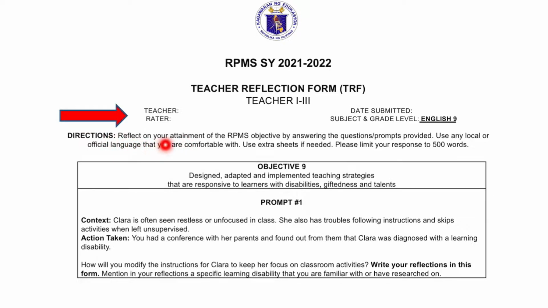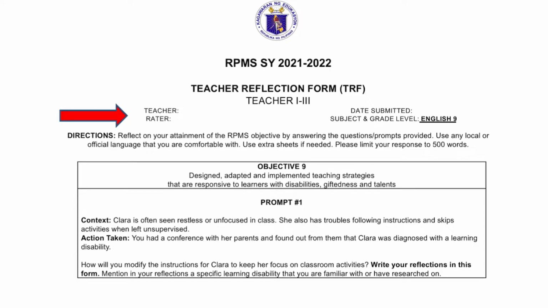Una, reflect on your attainment of the RPMS objective by answering the question prompts provided. Use any local or official language that you are comfortable with. Use extra sheets if needed. And please, limit your response to 500 words. So, it is very much important na yung objective kanina is na-discuss natin yung guidelines para alam natin kung paano tayo gagawa ng TRF na sumusunod tayo sa guidelines para makakuha ng outstanding or 5 points.